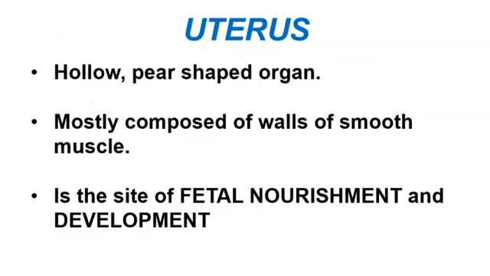Moving on to the uterus, we see that the uterus is a hollow pear-shaped organ whose walls are composed mostly of thick layers of smooth muscle that function in uterine contractions. Although there's another important layer to the uterus, the uterine lining, and it's this inner lining that is the typical site of fetal nourishment as well as development, as this lining is where the placenta will develop when a fertilized ovum implants into it.